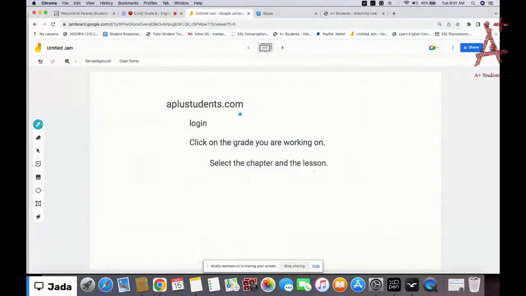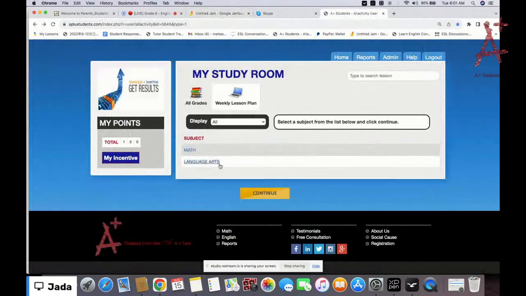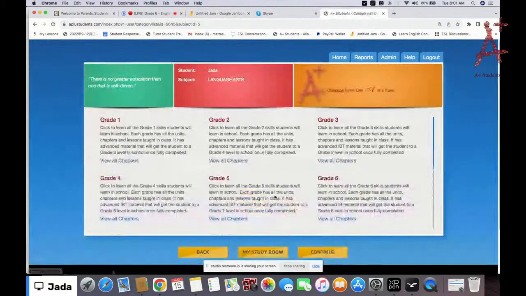Okay, so first off, you just need to log in using aplusstudent.com. Log in with your email and your password. Then you click on your name first, and then you go to language. Since we're in grade 6, you go to grade 6.